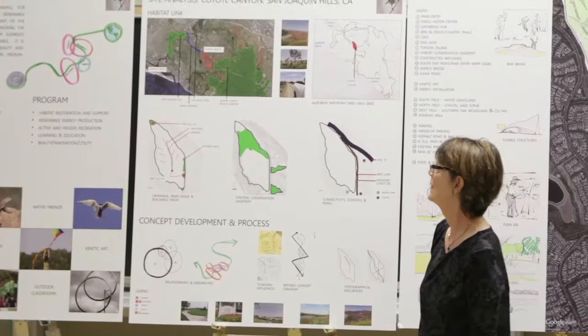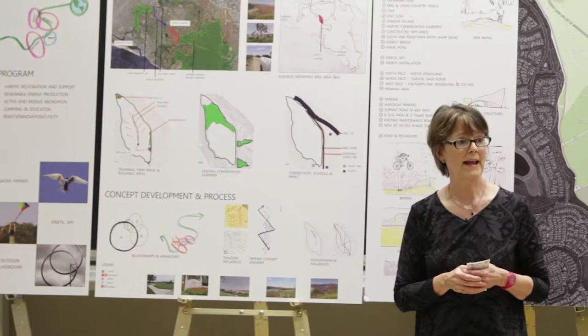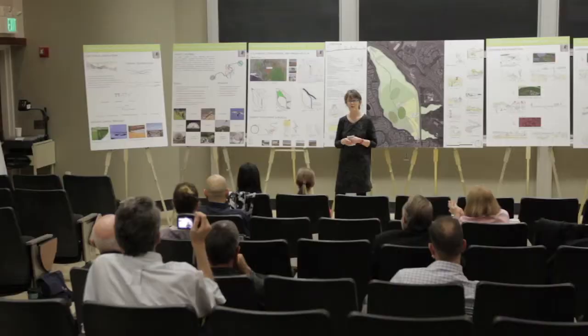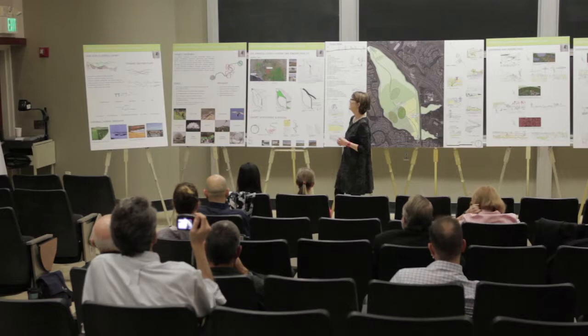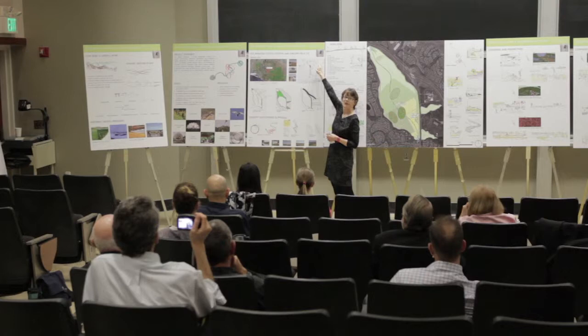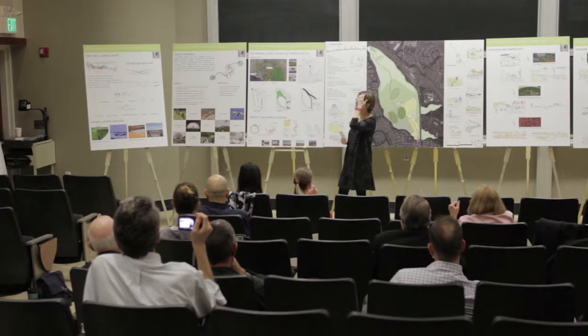I also hope to preserve the important bird area aspect of this site. It is an important bird area designated by Audubon. And I want to preserve it by increasing the coastal sage scrub, which will protect the little coastal California gnatcatcher, which uses that as its only habitat, and it's an endangered species.